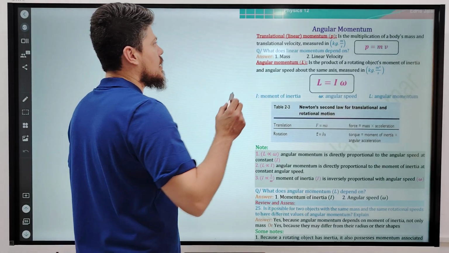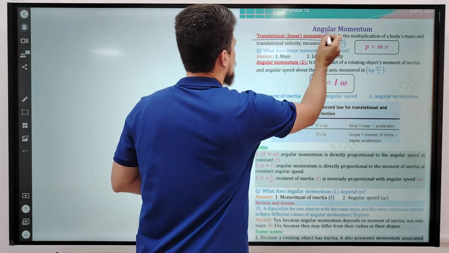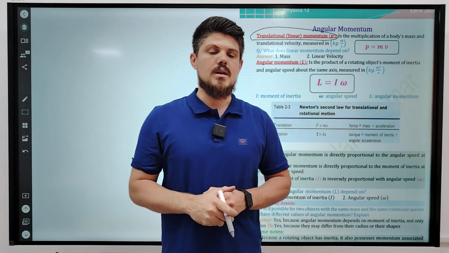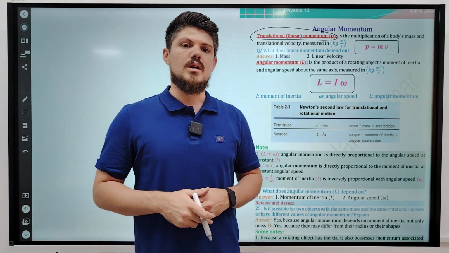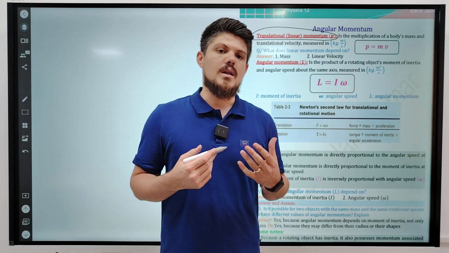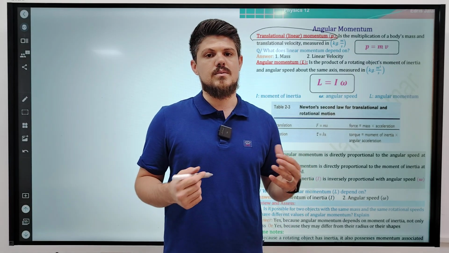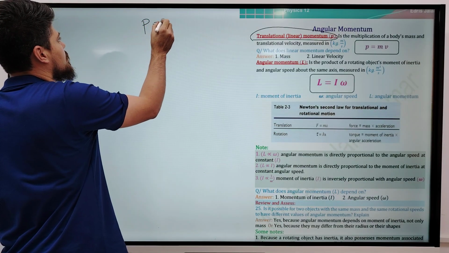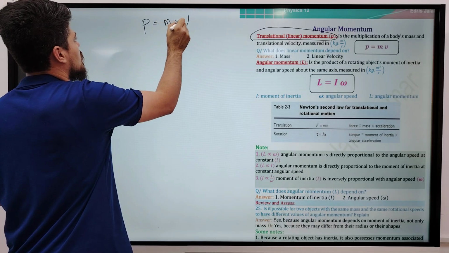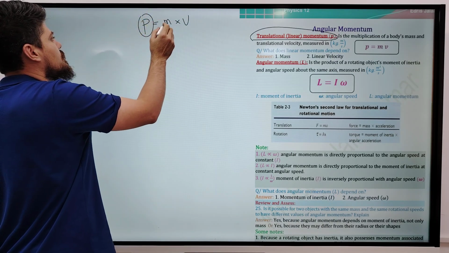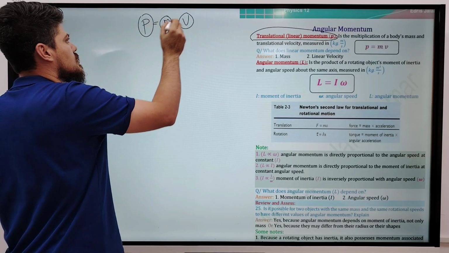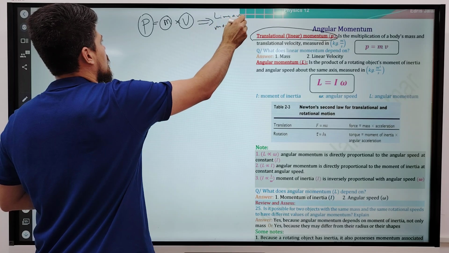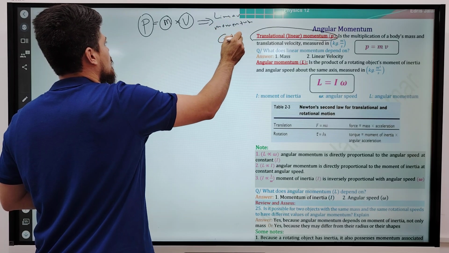What is angular momentum? If you remember, in grade 11 you studied translational or linear momentum. Linear momentum is the product of the mass of an object and its velocity. The symbol of momentum is P, equal to mass times velocity. What does linear momentum depend on? It depends on mass and velocity. We studied this in grade 11.